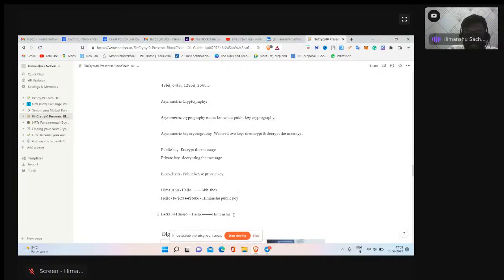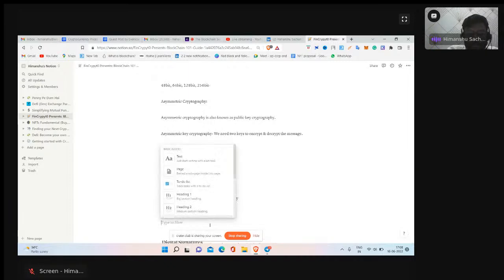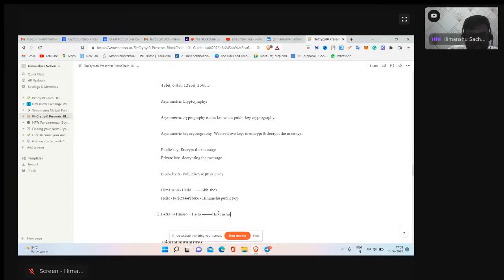And Abhishek has a private key of L, so Abhishek will use his private key to unlock the message. Okay, this is how asymmetric key cryptography works. So मैं अपनी की से उस मैसेज को लॉक करूंगा, that is my public key, and then Abhishek will use his private key to unlock the message to understand what is written inside the message. And this is how asymmetric key cryptography works.